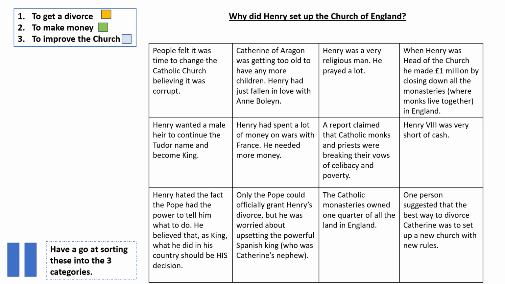There are three key reasons why he set up the Church of England. One, obviously to get divorced, one to make some money, and one to improve the church because of people like Martin Luther, and because, let's not forget, Henry was a really strong Catholic. He sometimes went to church three or four times a day.